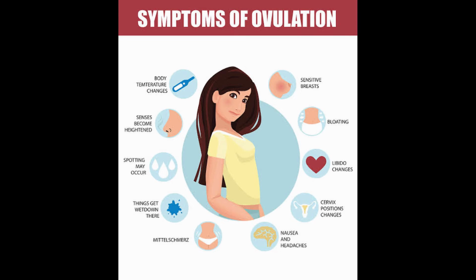Now we discuss the symptoms of ovulation. The symptoms are body temperature changes, heightened senses, spotting may occur, wetness, nausea and headache, cervical position changes, libido changes, bloating, sensitive breasts, and mittelschmerz. Mittelschmerz is ovulation pain, in which there is pain in the lower stomach area. So these are the symptoms of ovulation.